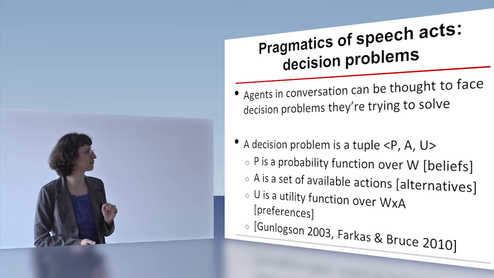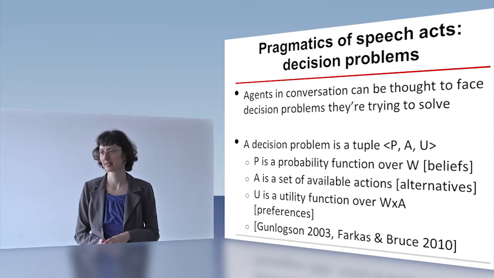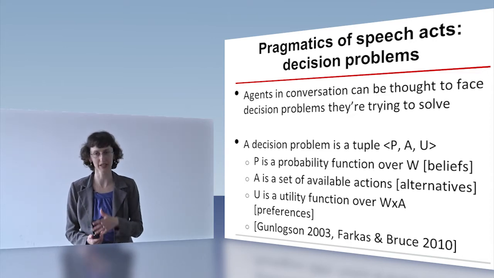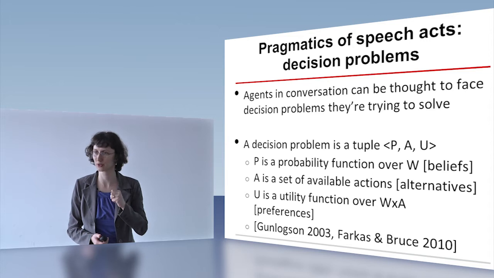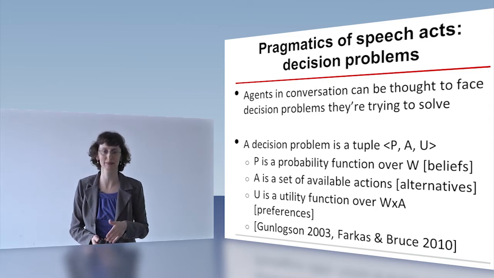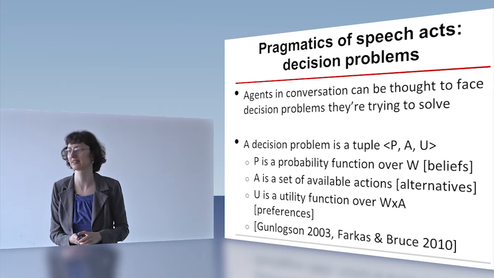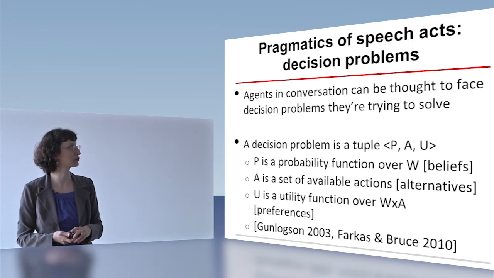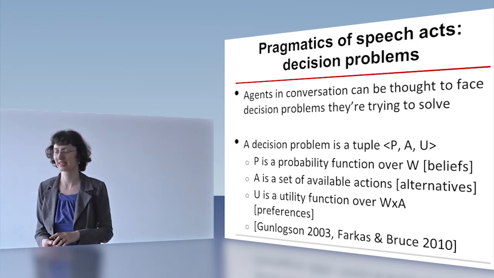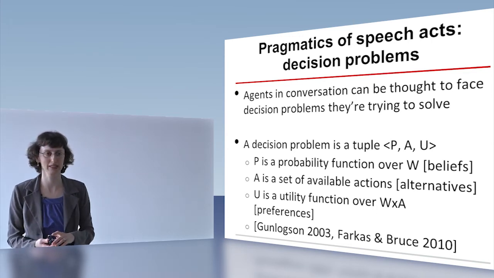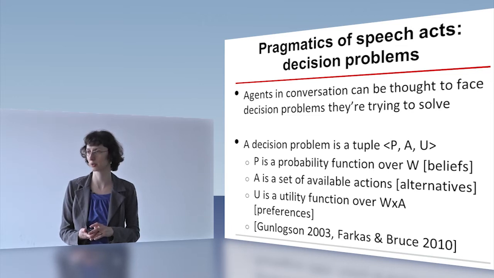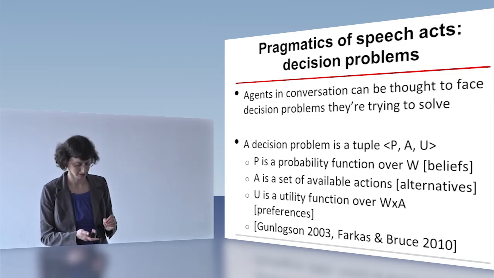Then you have a set of available actions or alternatives that each speaker is considering. Actions are not widely used elements in semantics and pragmatics, but maybe we should start considering them more seriously. And then a utility function, which basically models preferences. It tells you how good each action is in a particular world. Right. Okay.